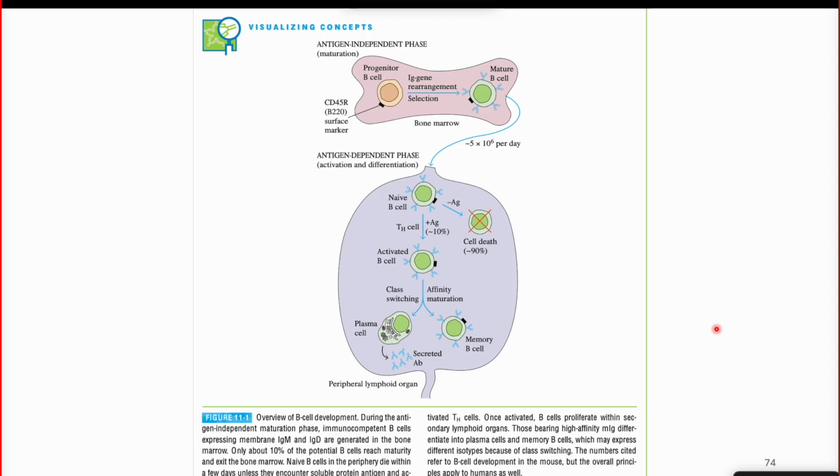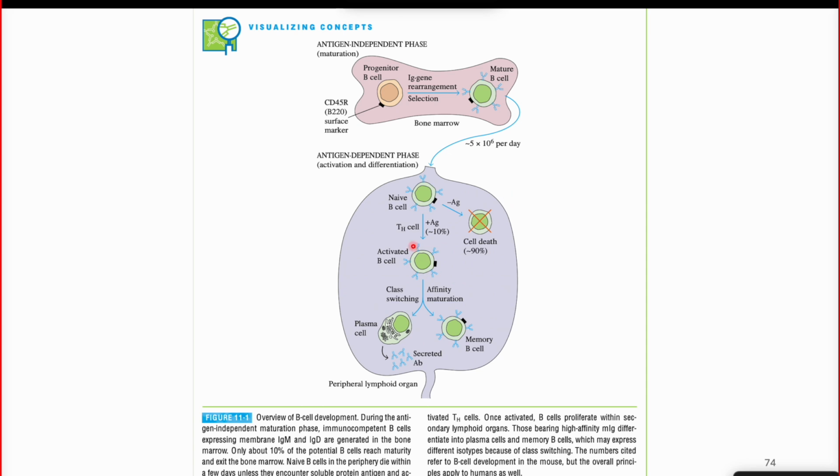During the antigen independent maturation phase, immunocompetent B cells expressing membrane IgM and IgD are generated in the bone marrow. Only about 10% of the potential B cells reach maturity and exit the bone marrow. Naive B cells in the periphery die within a few days unless they encounter soluble protein antigen and activated Th cells.